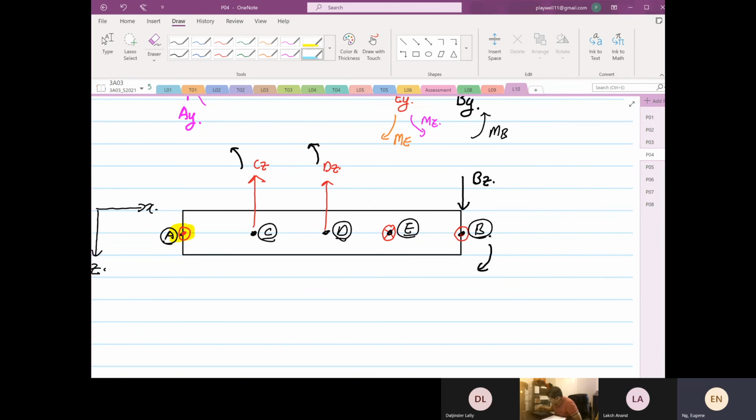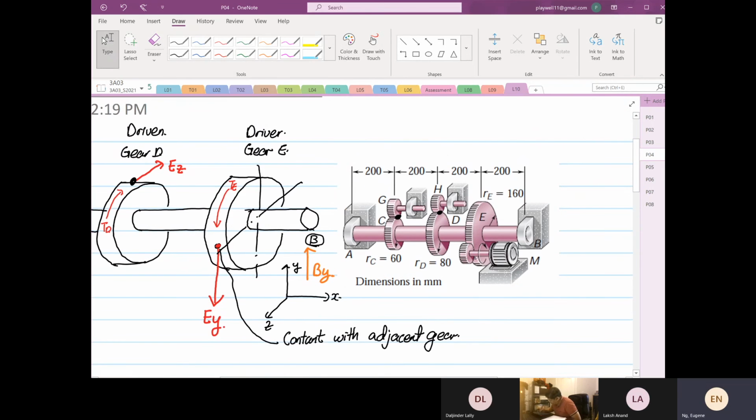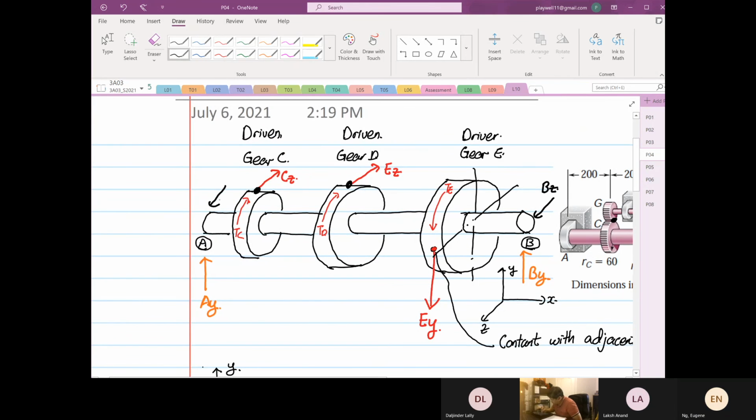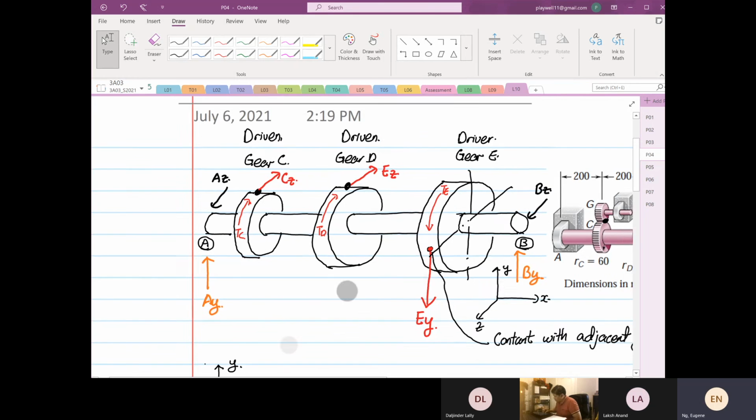Now, if we were to take our moment at point B, then we have a moment generated by D in that direction because of the forces. So the moment at A has to be coming down this way to counter the green. Yes or no? So when that's the case, this is your direction of your AZ. Now we're going to put it in here. This is the direction of your BZ, and this is the direction of your AZ.